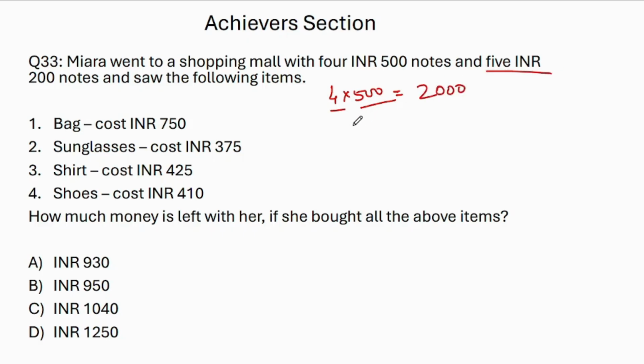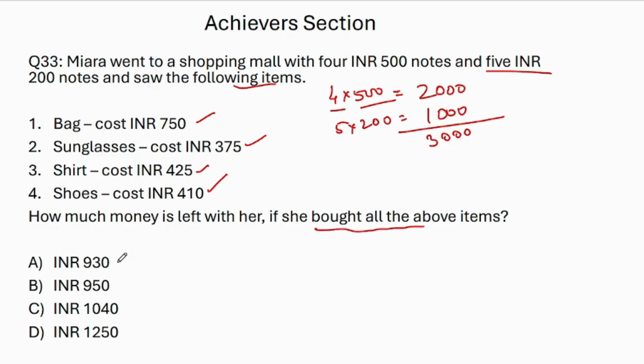And 5 200 rupees notes. So 5 into 200 is 1000. The total money she has is 3000 rupees. And she saw the following items: bag, which costs 750 rupees, sunglasses 375 rupees, shirt 425, shoes 410. If she bought all the above items, how much money will she be left with?